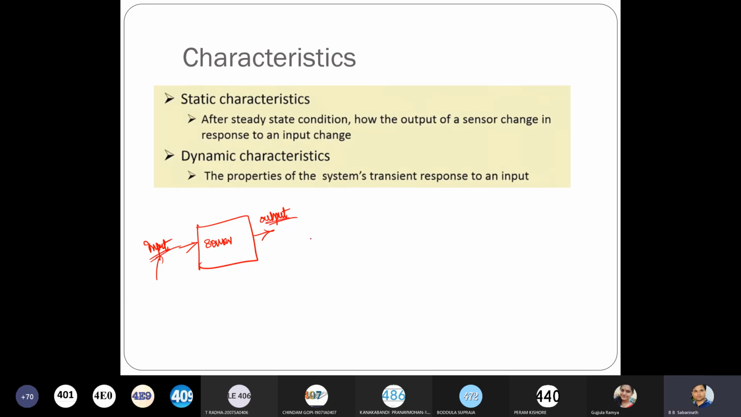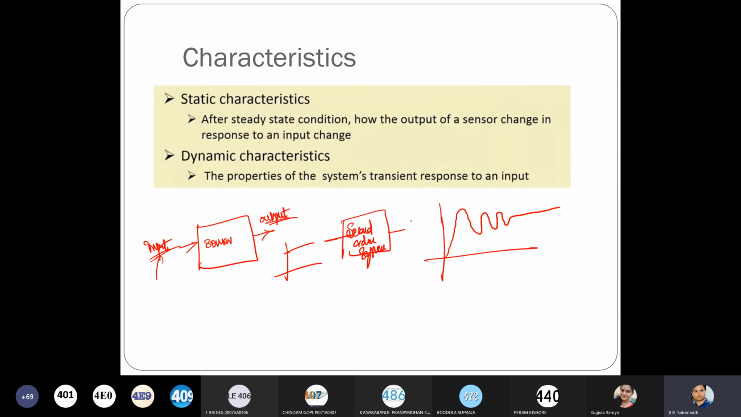Consider this in the context of some second order system; you might have noticed such a graph. If you give a step input, what output should you get? You should get the step output. But you will not get the step output directly. You get such an output, but this is the desired output. You are not getting the desired output immediately; you are taking some time to get it.